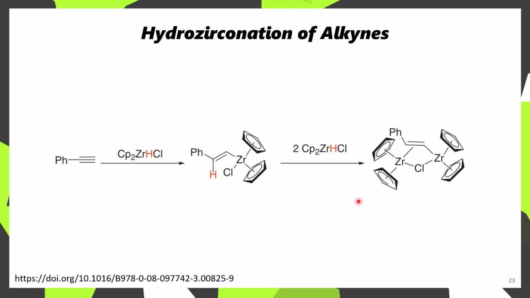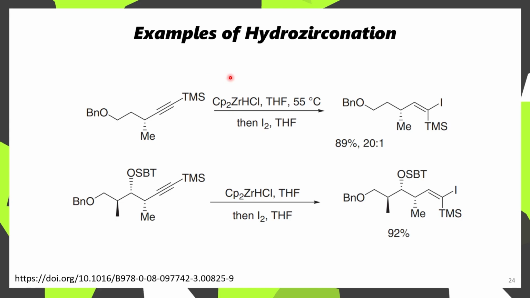Now, if you do this to an alkyne, you'll again get syn addition, but if you add an additional equivalent, you'll get this bridged species where an additional zirconium can coordinate to this alkene. Here's an example where instead of just a terminal alkyne, we have a TMS alkyne, which was then iodinated to afford this iodosilane product. Maybe you still want to keep that silane group on there to unmask it to do some other nucleophilic chemistry later.